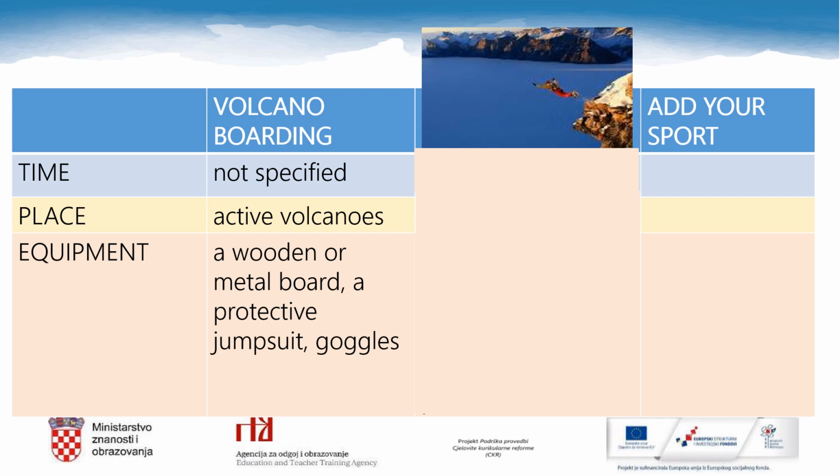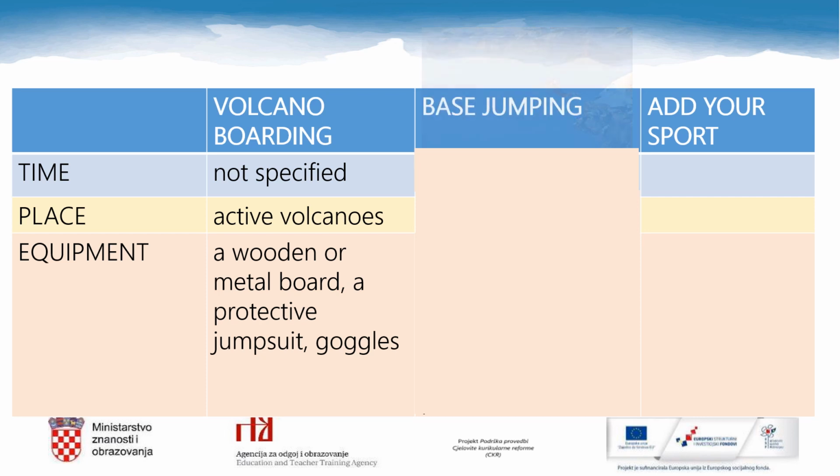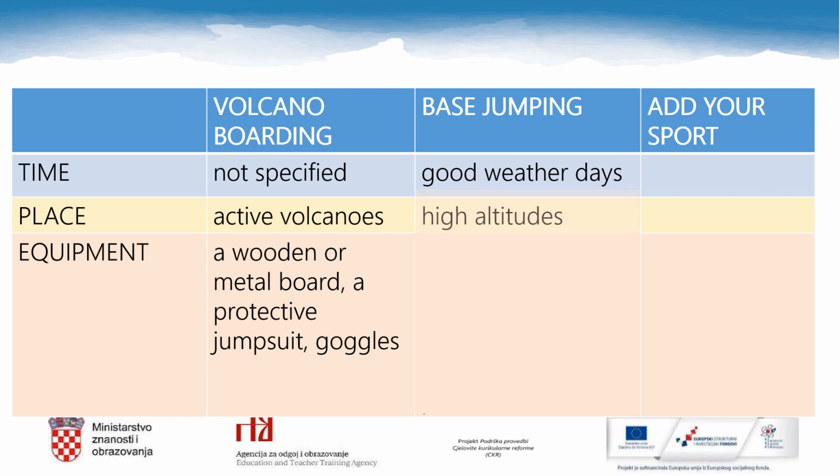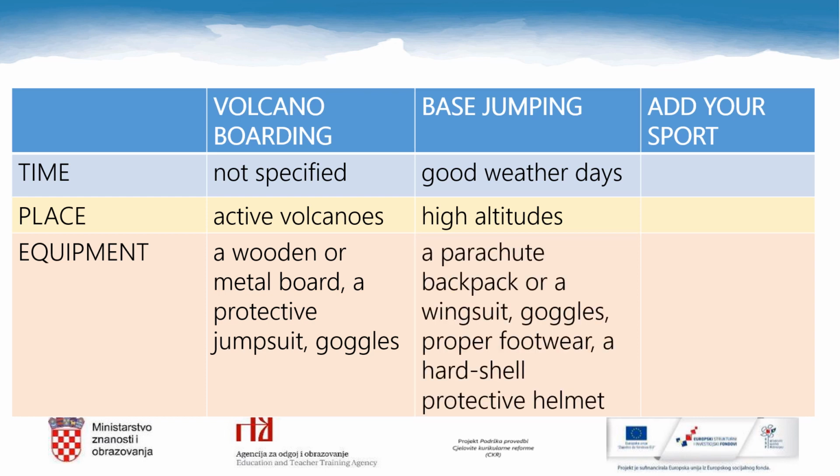And the last sport we will mention is base jumping, a very dangerous sport that involves jumping from high altitudes, wearing a wingsuit or a parachute backpack, and the main idea is to open the parachute or the wingsuit as close to the ground as possible. People have to do it when the weather is good, because otherwise the wind might cause problems. Other equipment necessary for the sport are goggles, proper footwear, and a hard shell protective helmet.